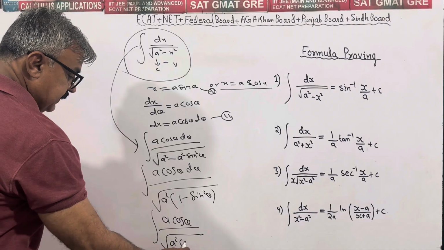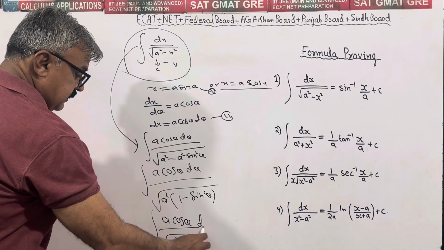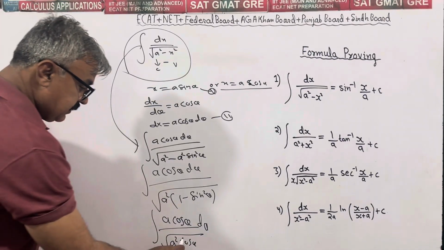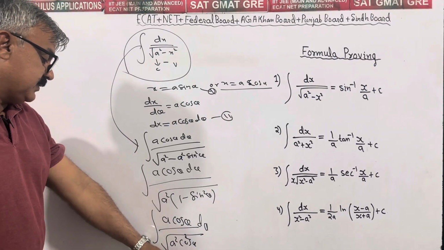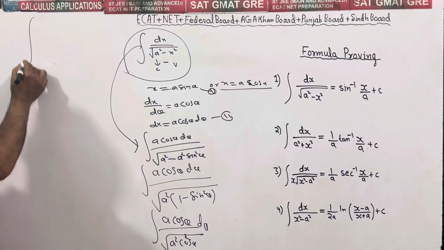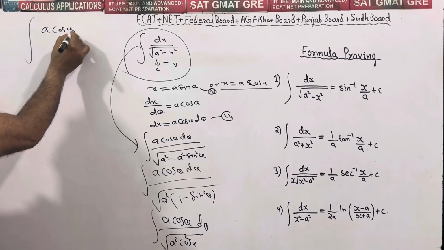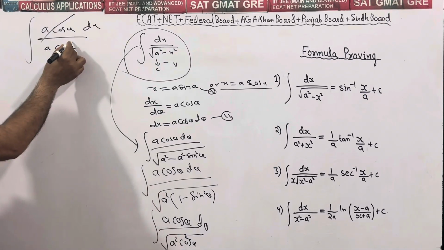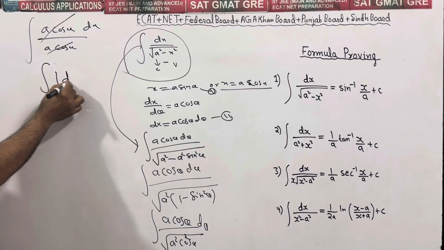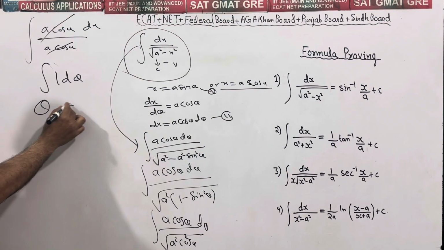We have a square cos square d theta. A square cos square. These are perfect square quantities. A cos theta is the eventual answer in that case. We have a cos theta over a cos theta d theta cancelled out. 1 d theta. 1 d theta means theta plus c.